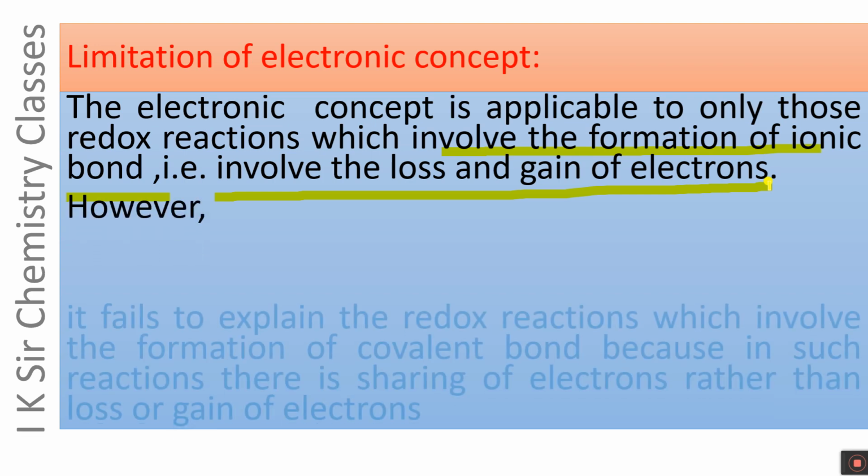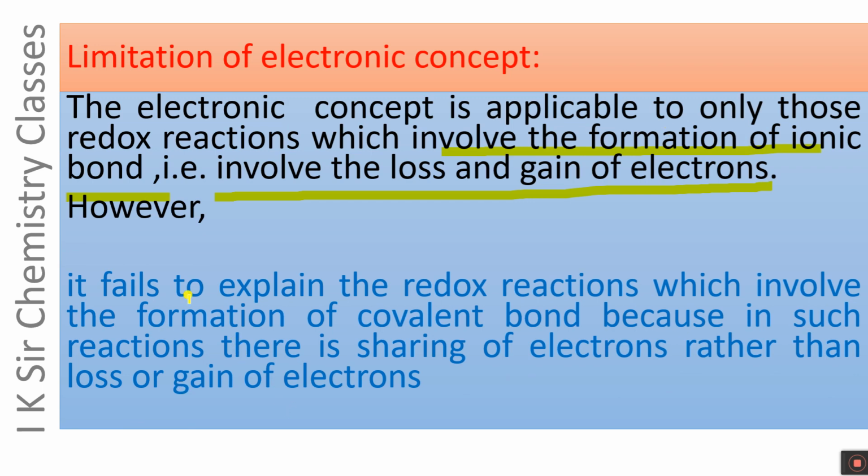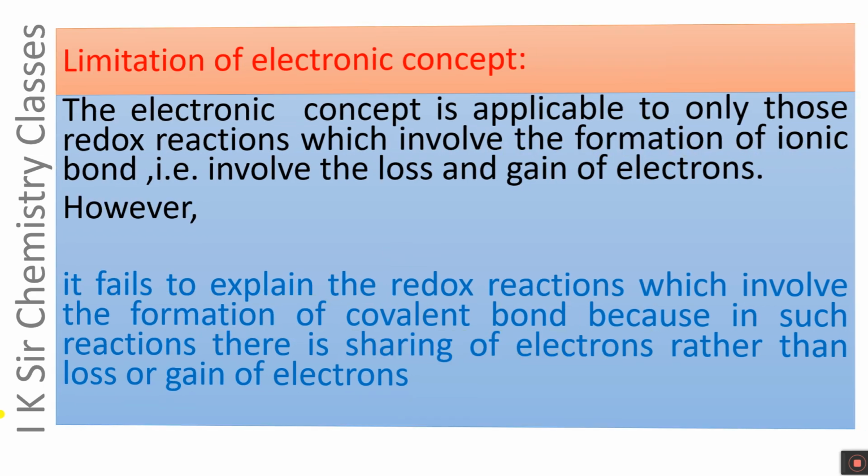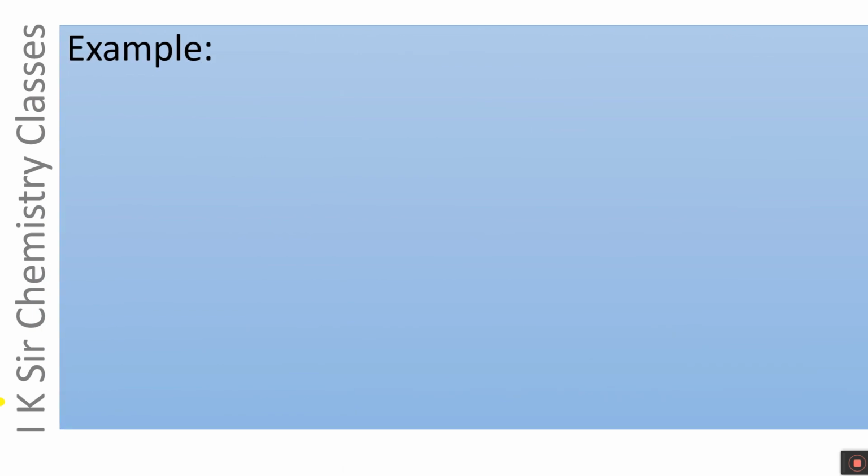However, the electronic concept of oxidation and reduction fails to explain those redox reactions which involve the formation of covalent bonds, because in such reactions there is sharing of electrons rather than loss or gain of electrons. An example is given below.